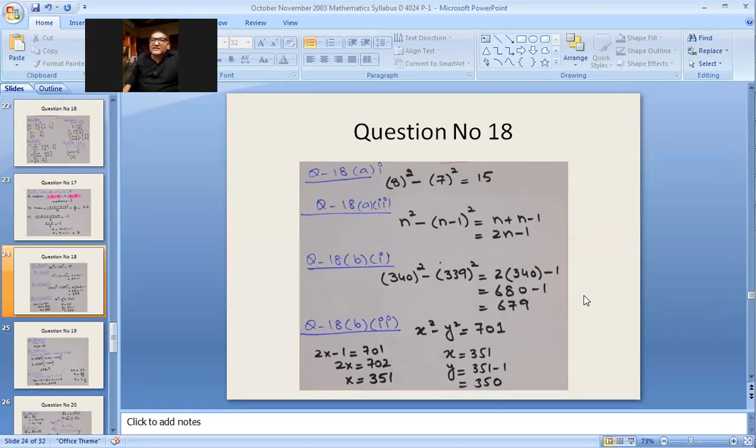So I know that the sum of the nth term, and I'm using the word sum, it means their answer is 2n minus 1. So the 701, that will be 2x minus 1. So 2x will be equal to 702. So x will be equal to 351. Once I know the value of x, that's 351, the y should be 1 smaller than the x. So that will be 351 minus 1, that will be 350.